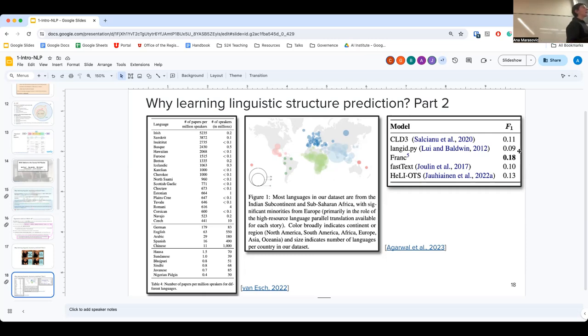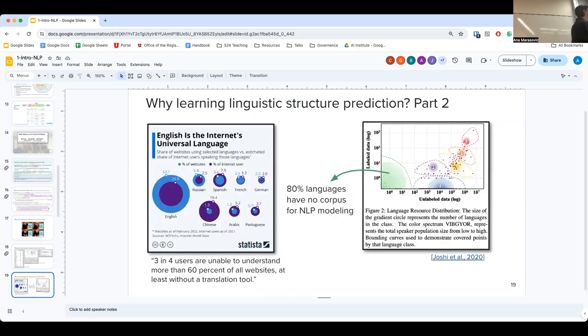So for these languages that are not those 100 languages, you really need something else than just pre-training a language model. And I really mean it. For 80% of languages, there is no corpus for NLP modeling, according to a study in 2020. I suspect that in the three years since, this hasn't been largely improved. So for 80% of languages, you don't stand a chance to pre-train a language model because you literally have no data to pre-train a language model on. And this has consequences in our daily lives as well. So 3 in 4 users of the internet are unable to understand more than 60% of all websites, at least without a translation tool.